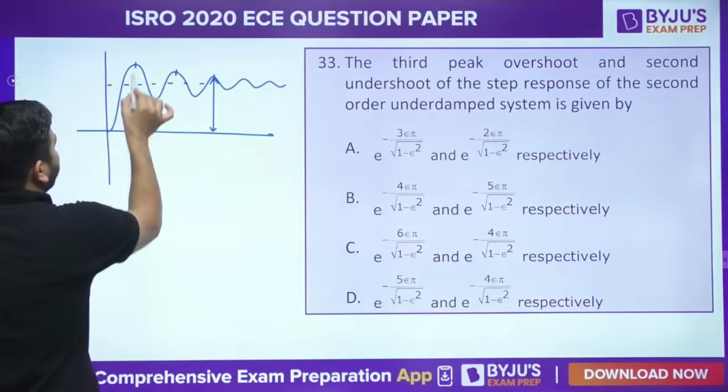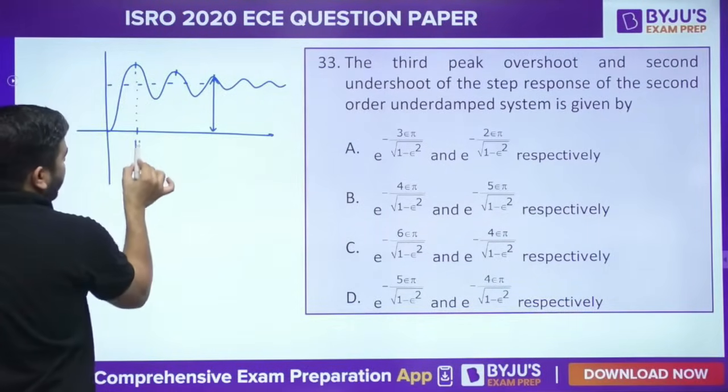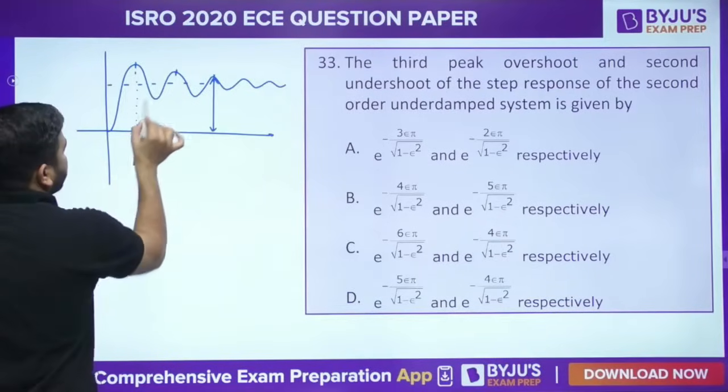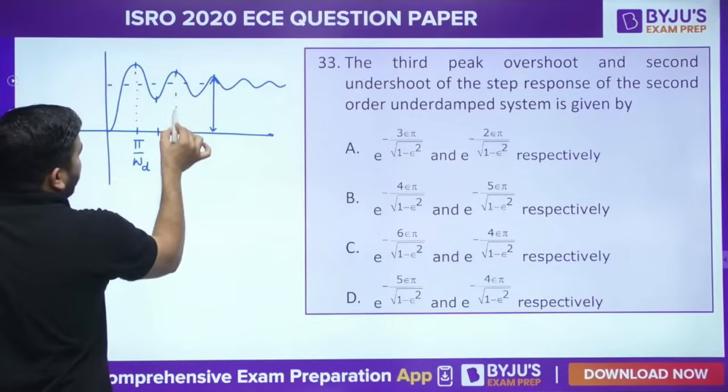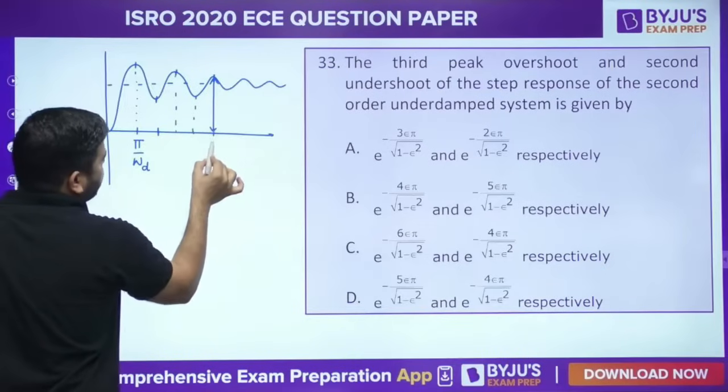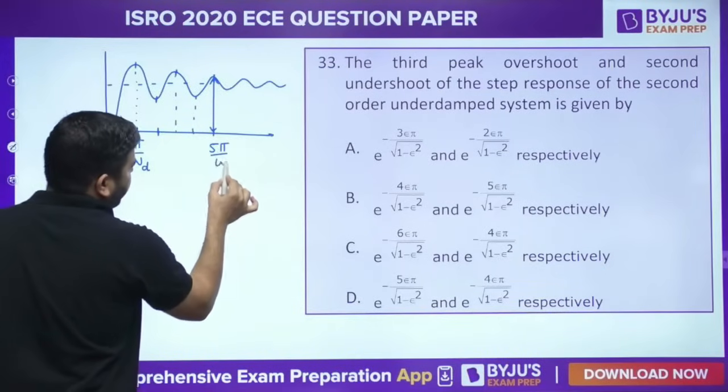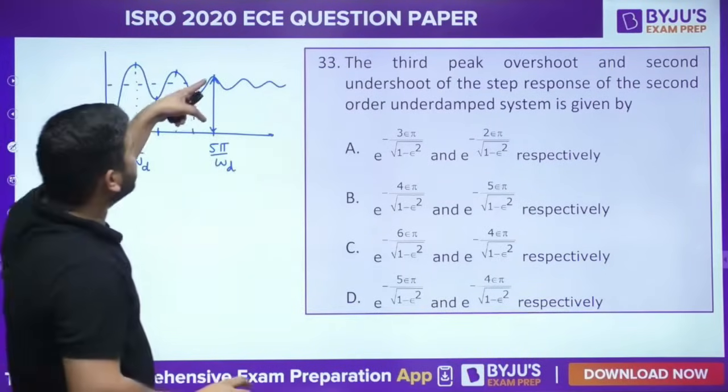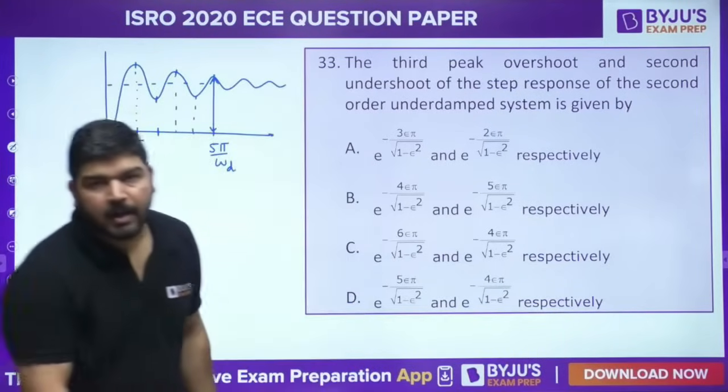So we know that this is the peak time, and how to calculate peak time? Pi by omega d. So this is 2 pi by omega d, this is 3 pi by omega d, this is 4 pi by omega d. So this will be 5 pi by omega d. It means the third overshoot will occur at 5 pi by omega d.